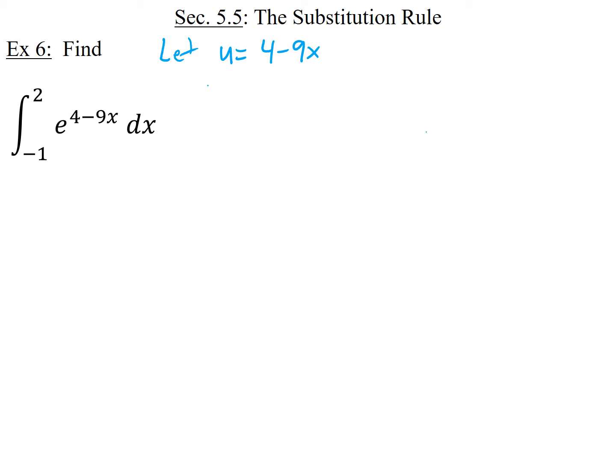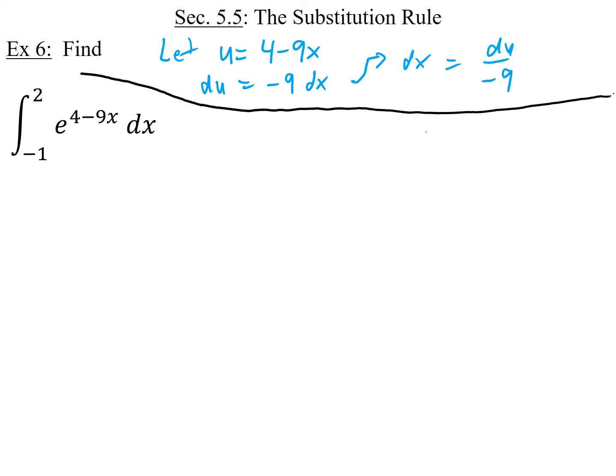Then you find the derivative of u. So if you take the derivative, you get negative 9 and then a dx here. Don't forget the dx. And then again, you have to solve this for dx. If we solve it for dx, you get du over negative 9. Okay, so there's my u stuff. And now let's call this solution 1. Okay, so solution 1.